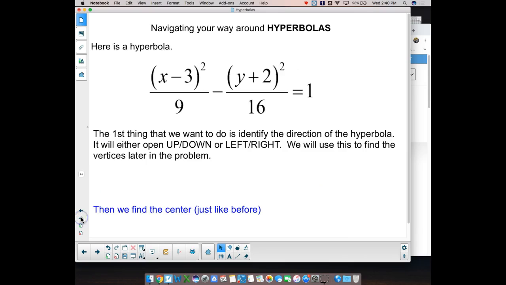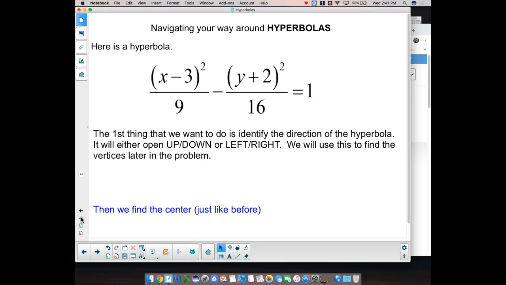So, navigating our way around hyperbolas, we're going to end up graphing (x minus 3) quantity squared divided by 9 minus (y plus 2) quantity squared divided by 16 equals 1. We're going to graph that in the next 20 minutes. Not even going to take us that long. Maybe it'll only take us 15.